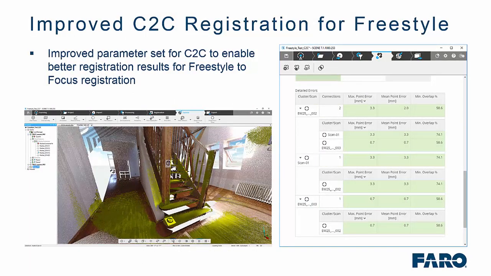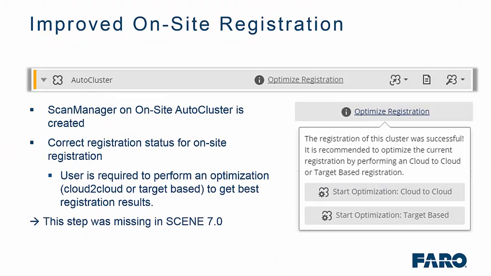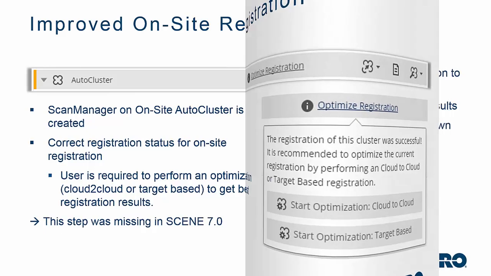We've also improved the cloud-to-cloud registration for Freestyle when linking a Freestyle scan to a Focus scan. And here you can see the results and how this data is split across in the registration report. We've also improved on-site registration, so now automatically at auto cluster level a scan manager is created, and you get the correct registration status for on-site registration. But a user should always perform a cloud-to-cloud or target-based registration to optimize those registration results. This step was actually missing in Scene 7, so we've now improved it.